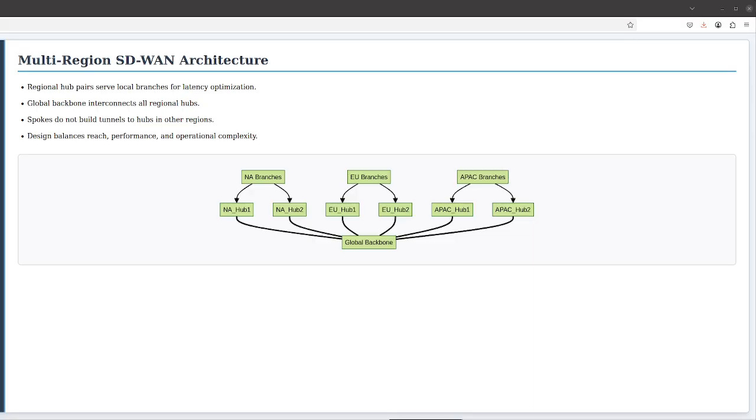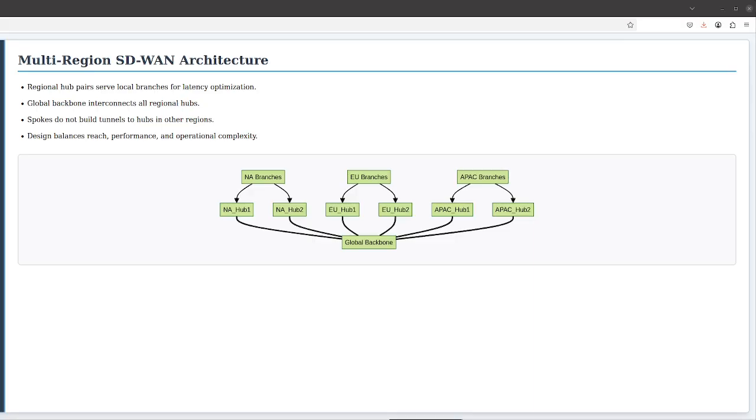Part 3 takes us from dual hub single region to the real-world global enterprise case. Multi-region SD-WAN is what you build when your company has branches on multiple continents and you need to avoid forcing Singapore traffic through a US hub to reach a Tokyo application. The patterns differ from dual hub in meaningful ways, and getting them right requires careful planning.